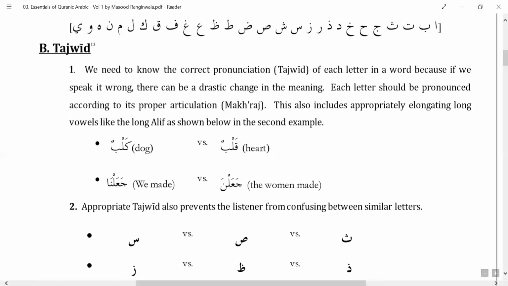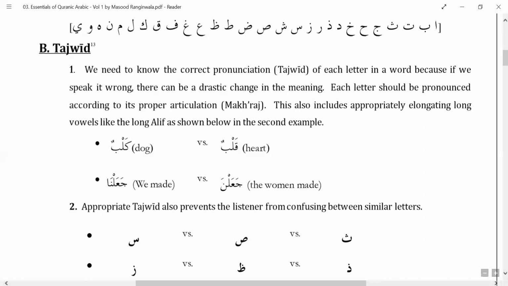Now this word here is ja'alna, noon, fatha, na. It's just one count and you stop there. This means the women made. Ja'ala, these three alphabets, jim, ain, lam. Ja'ala means to make, in general, to make. Ja'alna means the women made.